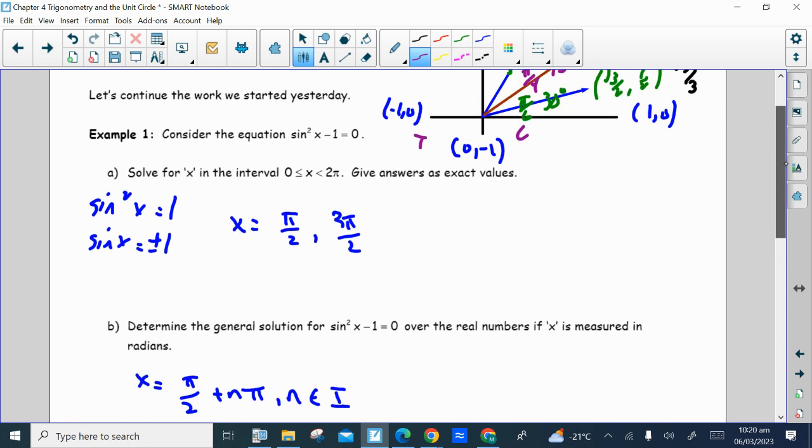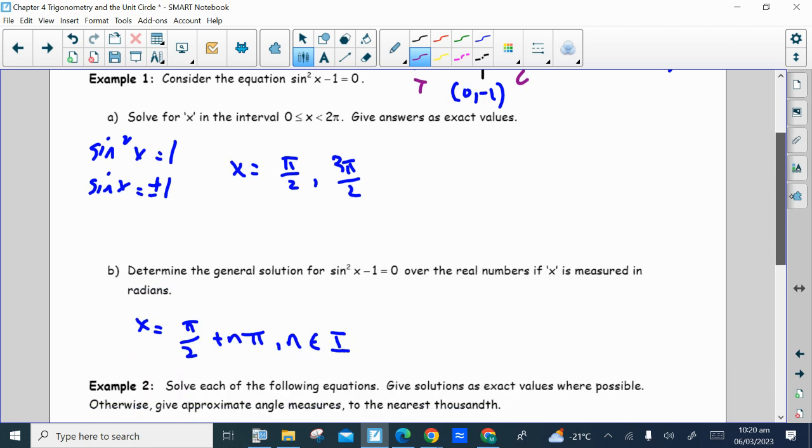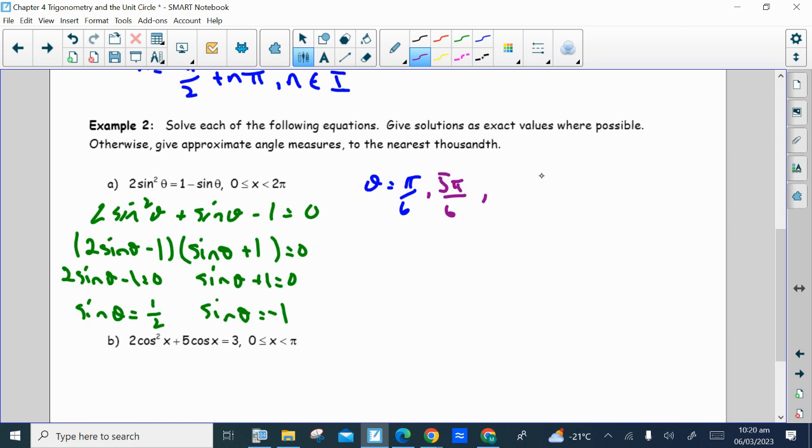The sine of theta equals -1 only in one spot, which is 3 pi on 2. Remember, the y value is the sine of that angle.